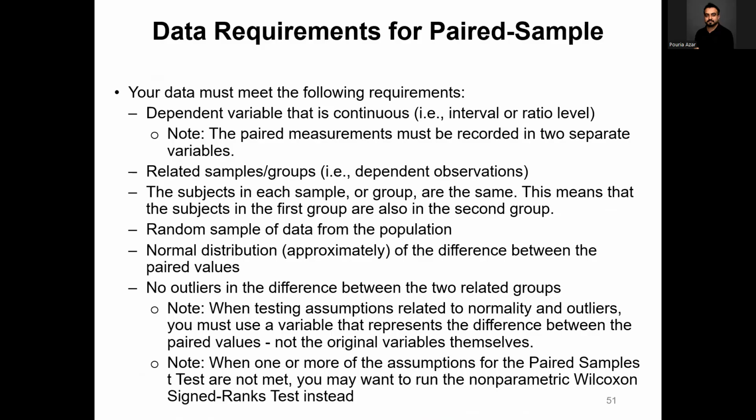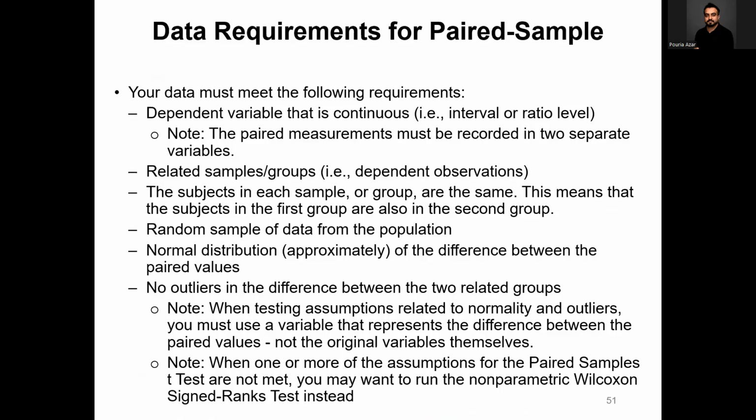So the dependent variable should be a continuous variable. The paired measurements must be recorded in two separate variables. We have to have related samples or groups, dependent observations. The subjects in each sample or group are the same. This means that the subjects in the first group are also in the second group, because we are comparing pre and post.